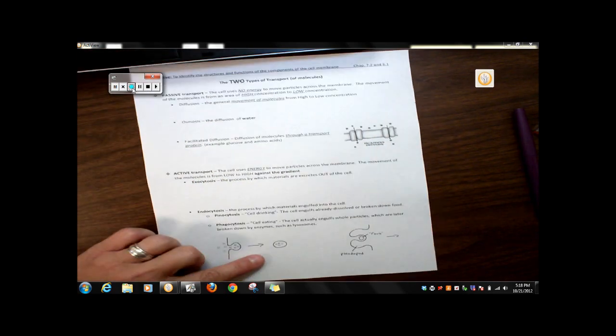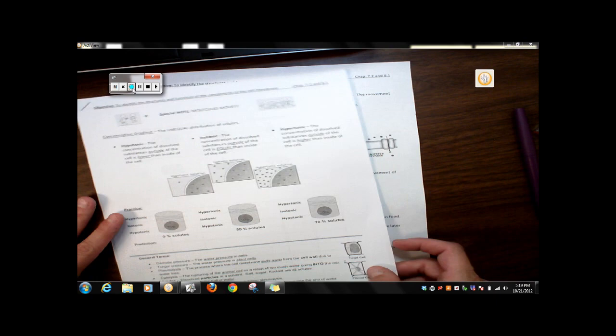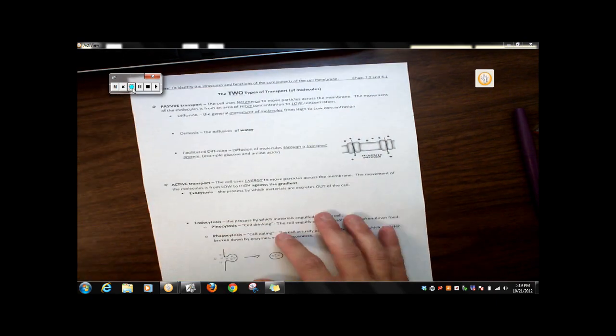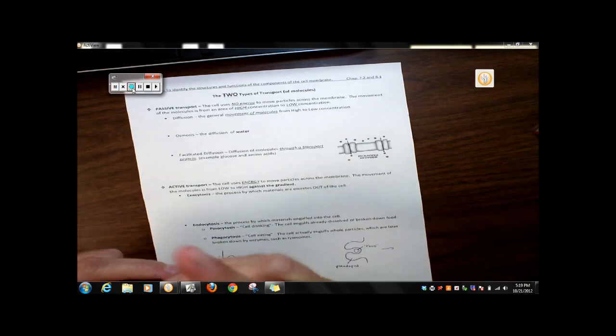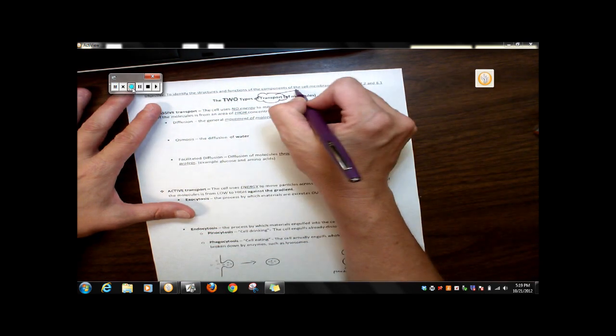We're going to do this page that has these little pictures at the bottom first, and then we'll go back and do the page that looks like this second. So we're going to do this one first. So obviously the main structure in the cell that regulates transport is the cell membrane.